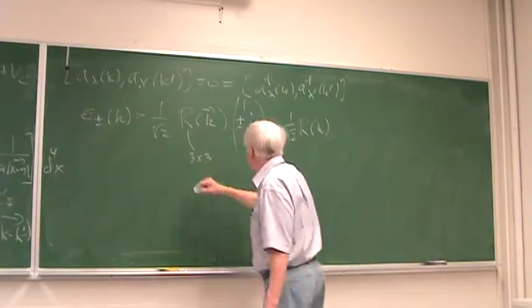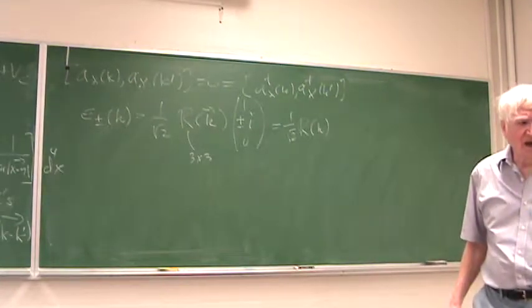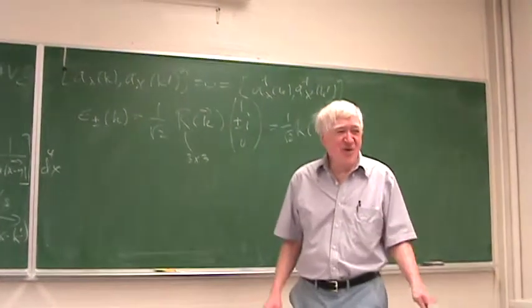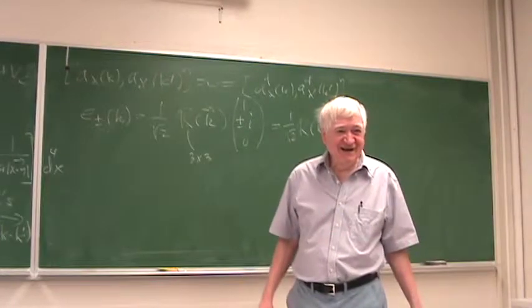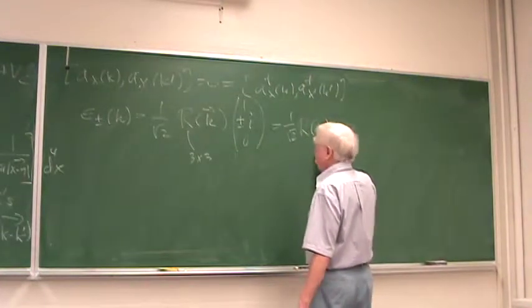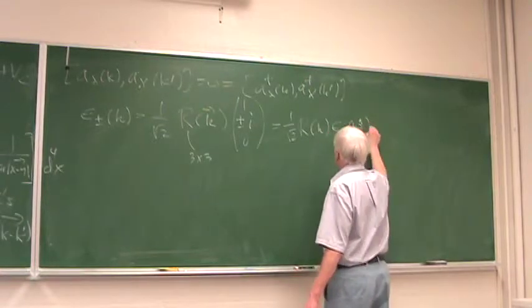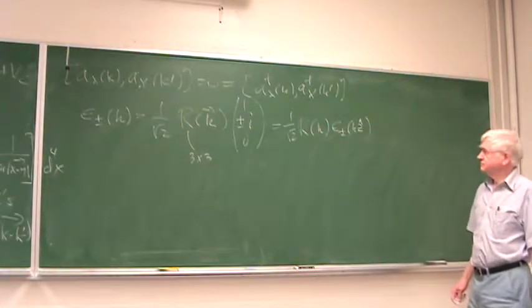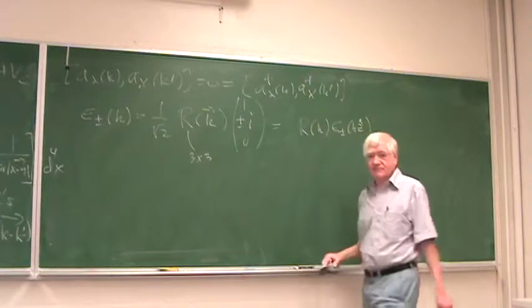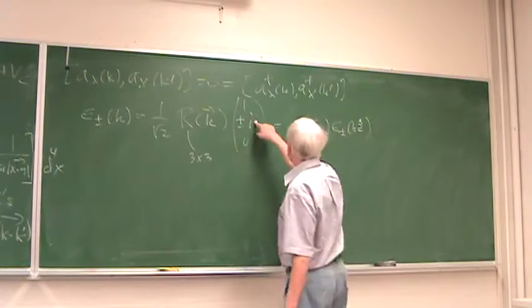Is that R of k, the cosine, sine matrix, just the rotation? Yes, it's a 3 by 3 rotation matrix, and this is acting on epsilon plus or minus of k z hat. And I lied. The 1 over root 2 goes here, because it's 1 over root 2 times this that gives that.